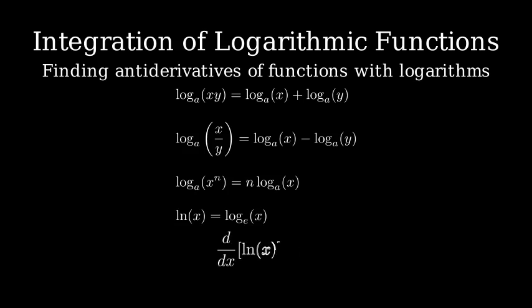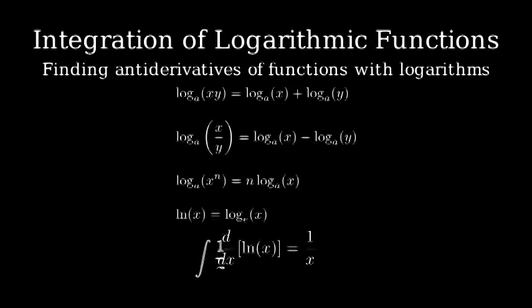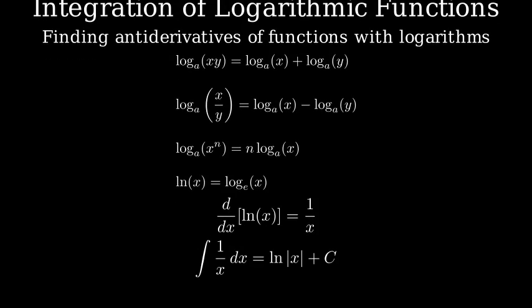To understand logarithmic integration, let's first recall the derivative of the natural logarithm. The derivative of natural logarithm of x with respect to x is 1 over x. This tells us that the natural logarithm is the antiderivative of 1 over x. In other words, the integral of 1 over x is the natural logarithm of the absolute value of x plus a constant.